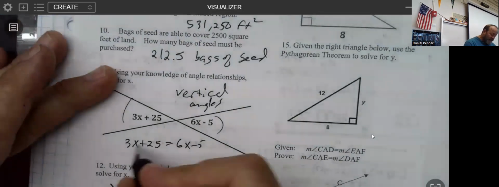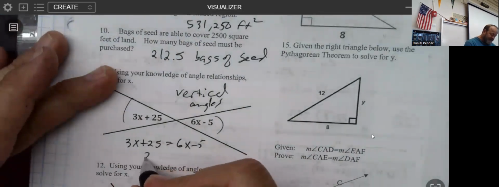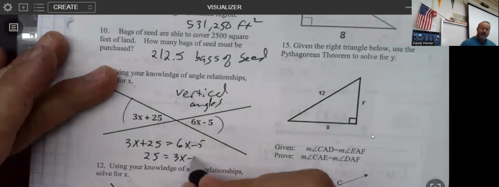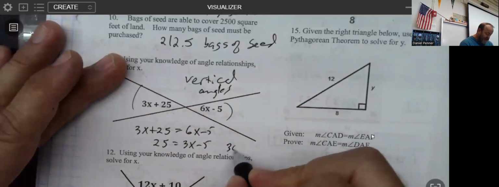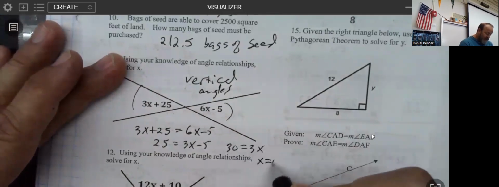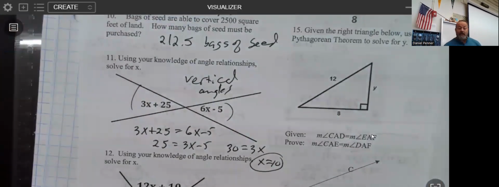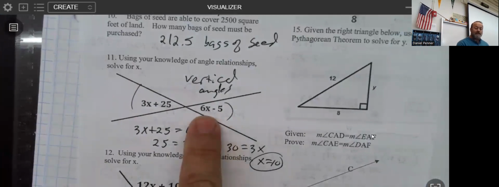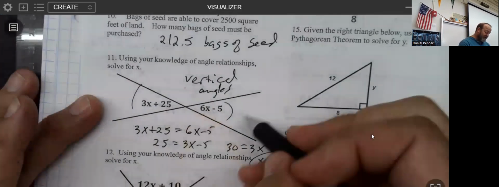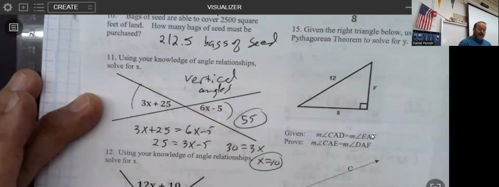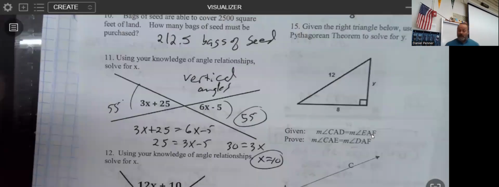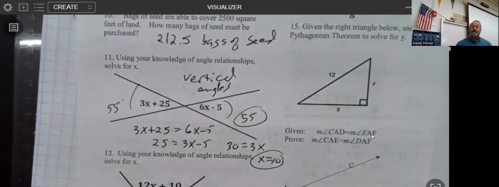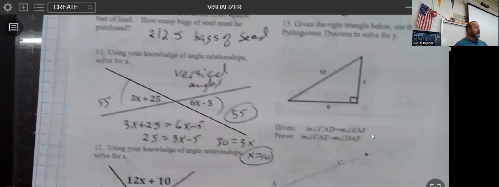So if we subtract 3x from both sides, and then add 5 to both sides, we'd have 30 equals 3x. And I found out that x was 10. Now, in this particular case, it just said solve for x, so I guess we're done. But it wouldn't be bad to plug it in. 6 times 10 is 60, minus 5 is 55. 3 times 10 is 30, plus 25 is 55. So it looks like we did great. They actually match. I used the number I got to confirm that they were, in fact, congruent.